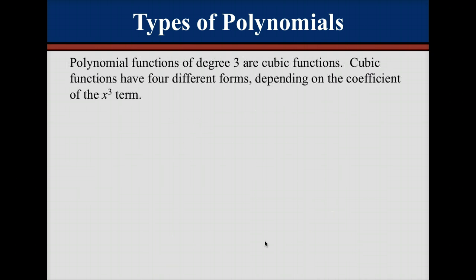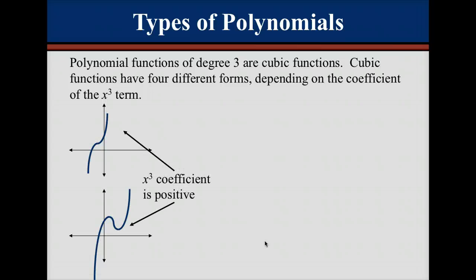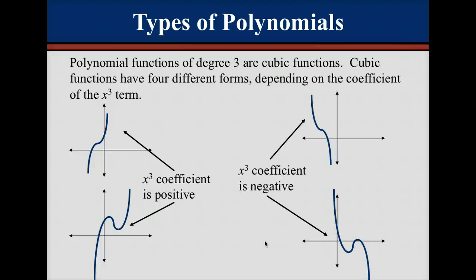And finally, the polynomial functions of degree 3 are cubic. Cubic functions have 4 different forms depending on the coefficient of the x to the third term. These are positive and both of these are negative. All right, you're ready to begin working on the assignment.